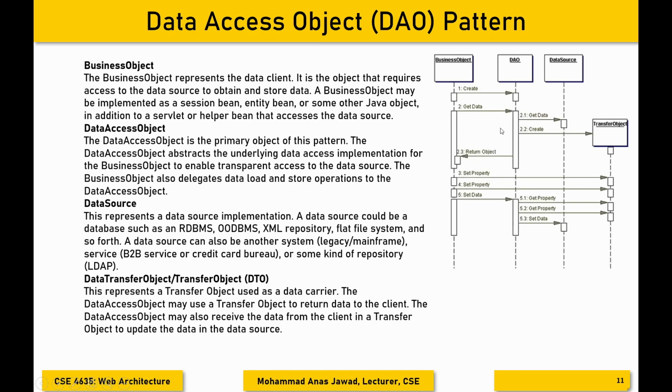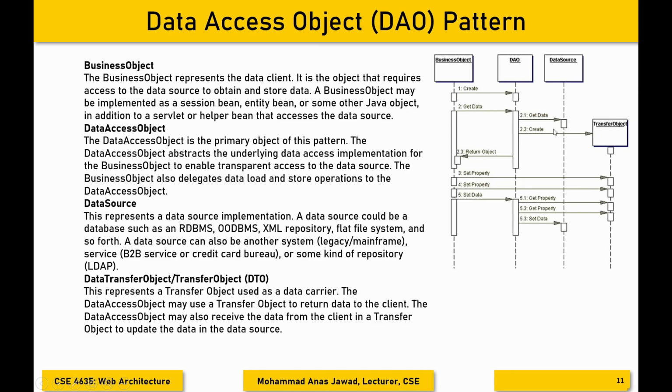Now what if you want to write some data as a client? In that case, your client will at first tell the business object that it wants to store this certain information. And the business object will basically create a DTO, or data transfer object, that carries that information. And after the DTO has been created with that information, it will again utilize the DAO class to store that information in your data source.